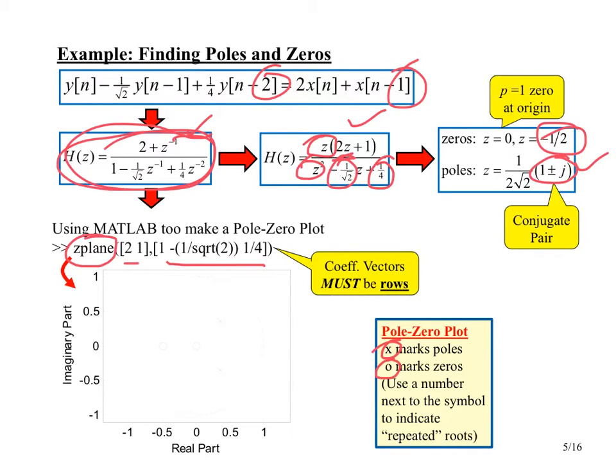And then it makes a nice plot, and you can see, a little hard to see at the origin, we have a 0 at the origin. We have another 0 that's over here, that's the minus 1/2. And then we see our 2 complex conjugate poles there. So it's a very simple way to go from the difference equation, and in fact you can go directly from the difference equation to the zplane command if you want. Very easy to do that and get a nice plot of the pole-zero diagram.